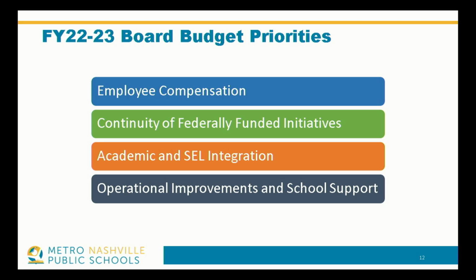The next 2 categories will represent new investments, items that haven't been funded through ESSER or operational budgets in the past. You might think back to that one-pager, that color-coded document again, in order to further expand our current offerings. There are 2 categories, academic and SEL integration, which was a board priority last year, and operational improvements and school support, which can cover everything from maintenance to transportation to technology and more that help us to better serve our students and our schools. Academic and SEL integration is a priority because improving literacy, numeracy, and social-emotional learning around our focused outcomes is our top goal here at MNPS.